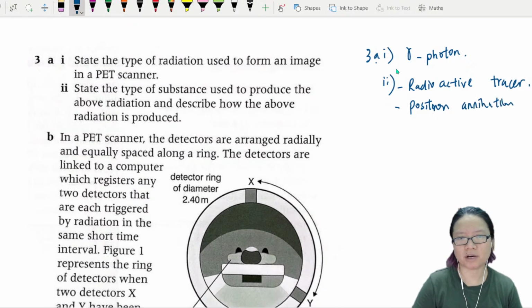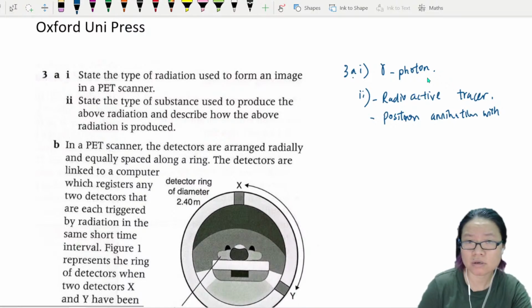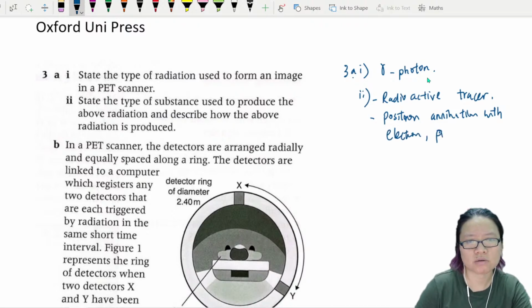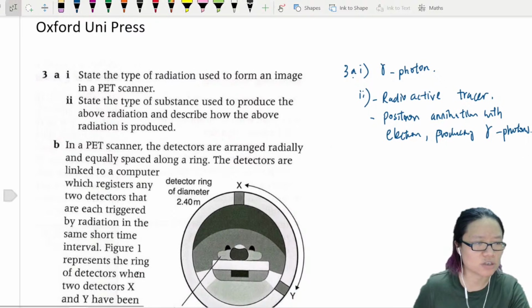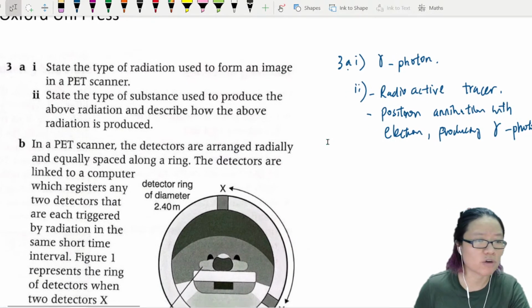Because they never give me marks, so I'm just going to write basic stuff, okay? But of course, if more marks are given, I will expand with more details. So the whole idea is we have positron annihilation with electron producing gamma photons. I think we have written this at least 3 times today. So I hope you get the idea. This is the starting of your PET scan and it's important.